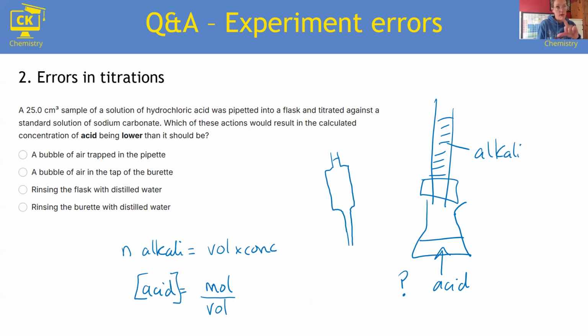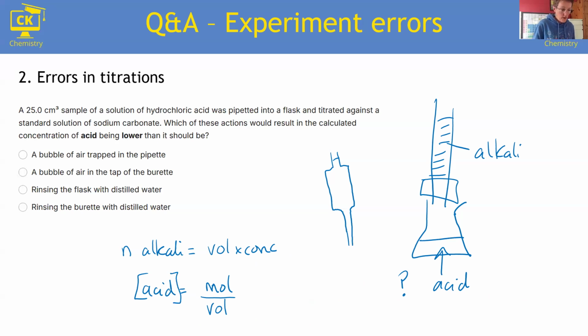One is the volume in the burette. That's how much we're adding. One is the concentration in the burette. If that's wrong, if that's different, we're going to assume the wrong number of moles for the alkali. And then the volume of the acid. So those are the 3 variables that if I change them, could change the number that I calculate.